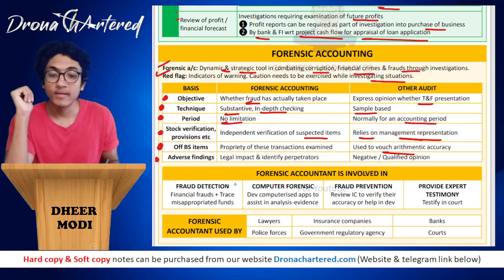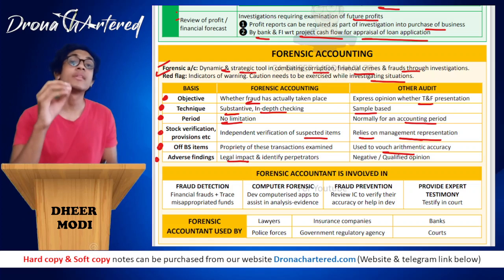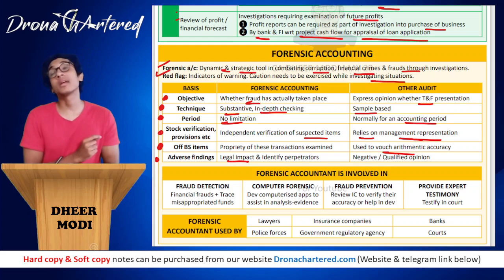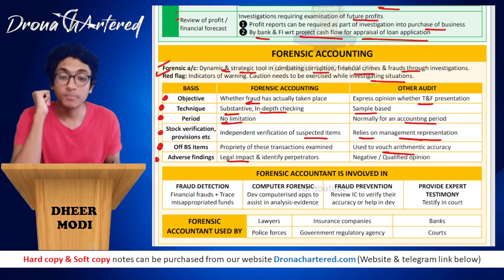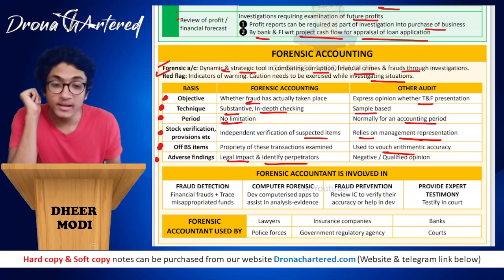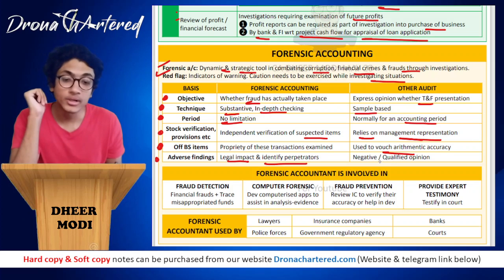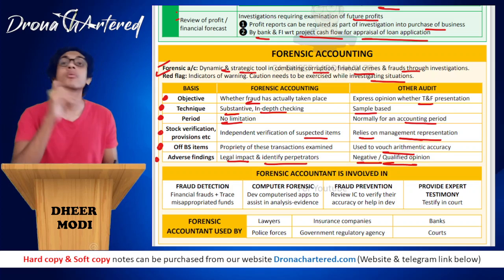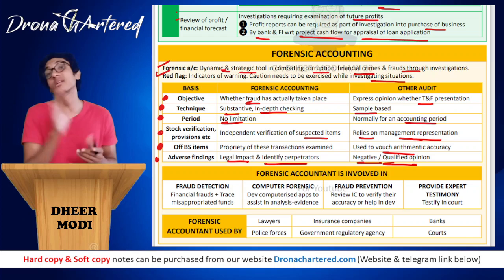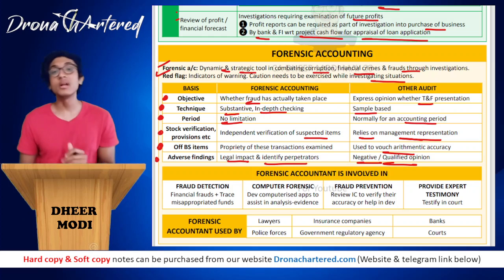And last is your adverse findings. There will be legal impact if there are any adverse findings. That means if we came to find out that there is fraud in your company, there will be legal impact and perpetrators will be identified. However, in case of other audit, it will either be a negative or a qualified opinion, nothing more. You will just give a qualified opinion, rest everything the board will do.